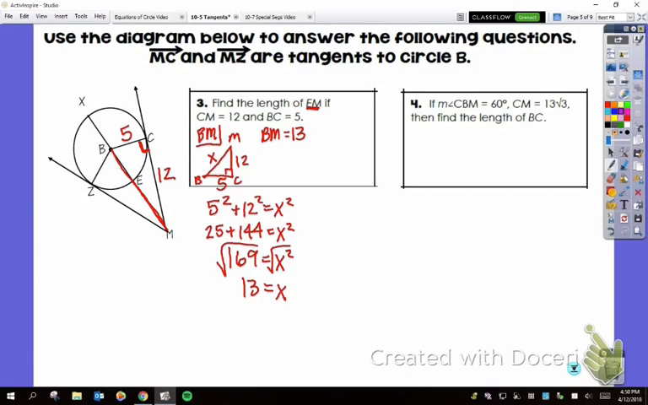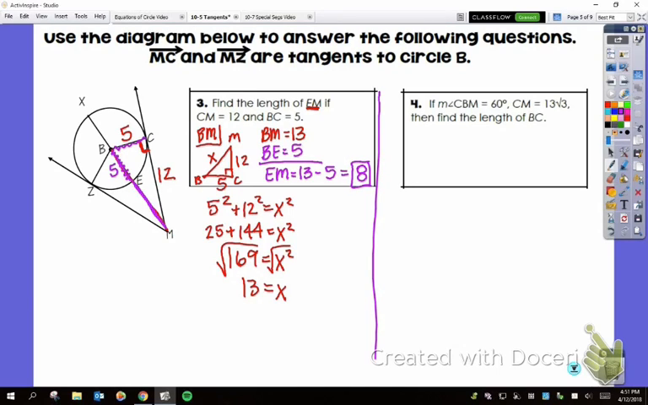Now, what we also know, we're trying to find this segment right here, is that BE from here to here is a radius, and BC was also a radius, which means BE is 5. So to find EM, we would need to say 13 minus 5, which would give us 8. So make sure that you're going through all those steps to get to the answer that we are actually looking for.